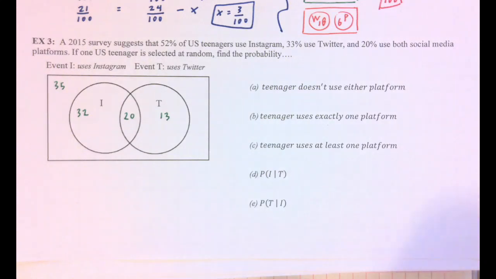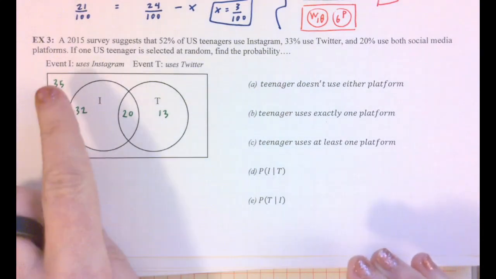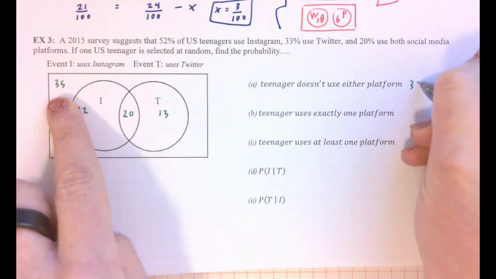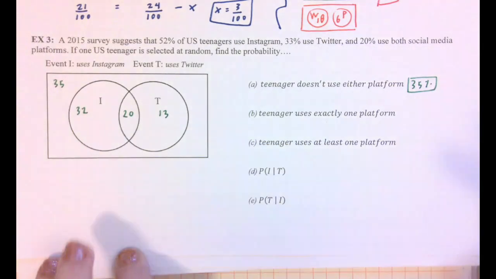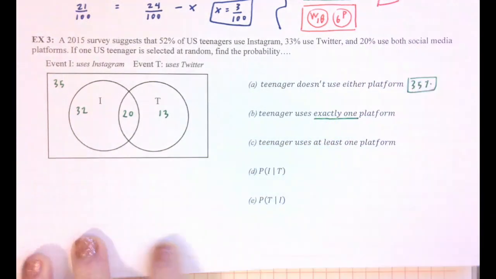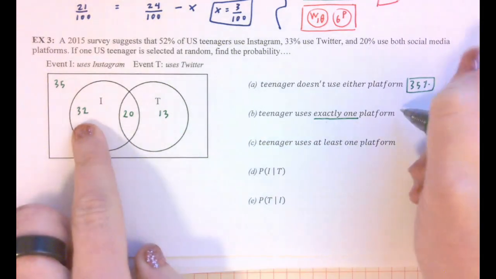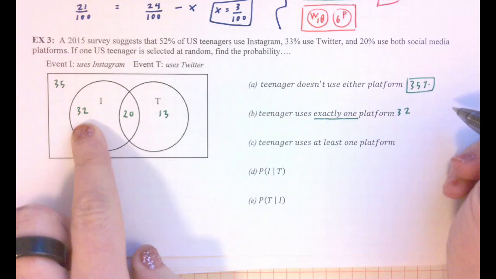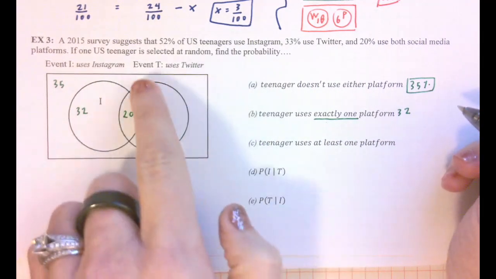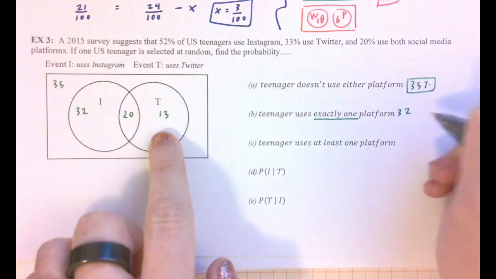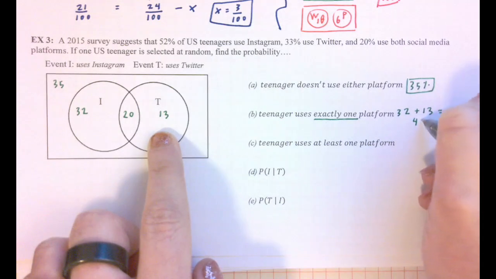So now we answer our questions. So A, we're saying doesn't use either. How great. We just solved for that. 35%. Okay, next we're saying uses exactly one. So exactly one would be this 32% that only use Instagram. So this part, right, this little crescent moon right here. And then also the 13 here that only use Twitter. And when I add those together, that makes 45%.